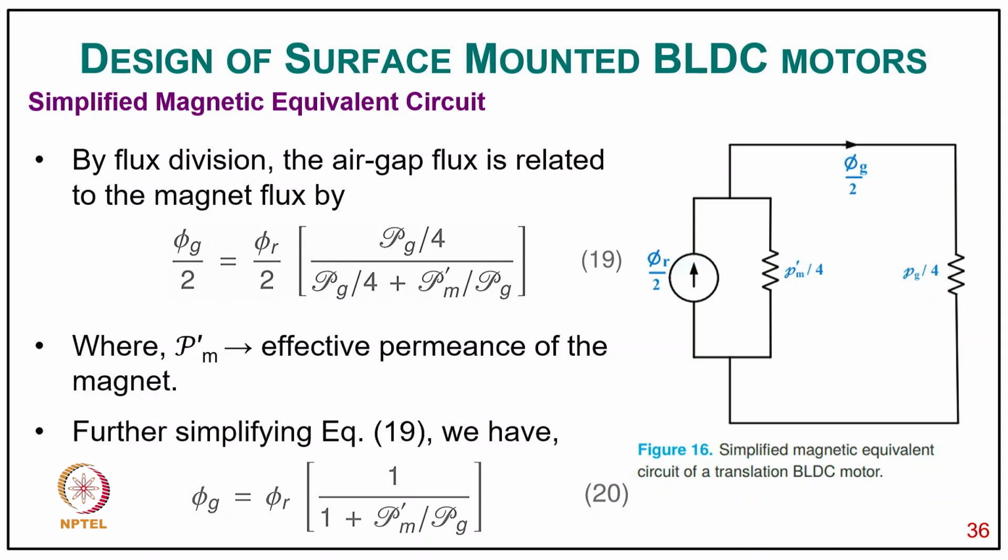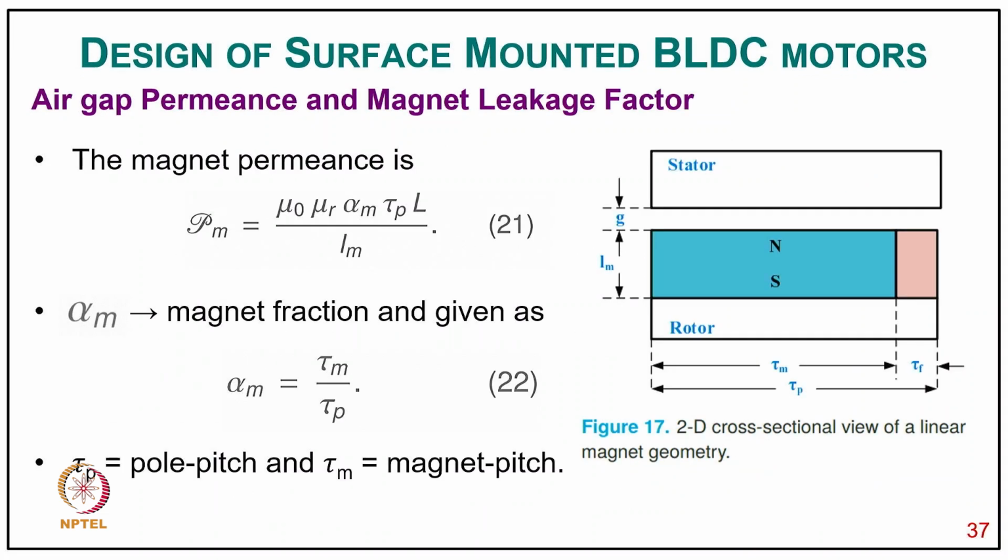And further simplifying, we have phi g equal to phi r in bracket 1 upon 1 plus rho m dash upon rho g, and the magnet permeance is rho m equal to mu 0 mu r alpha m tau p L upon Lm, where alpha m is the magnet fraction, given as alpha m equal to tau m upon tau p, where tau p is the pole pitch and tau m is the magnet pitch.